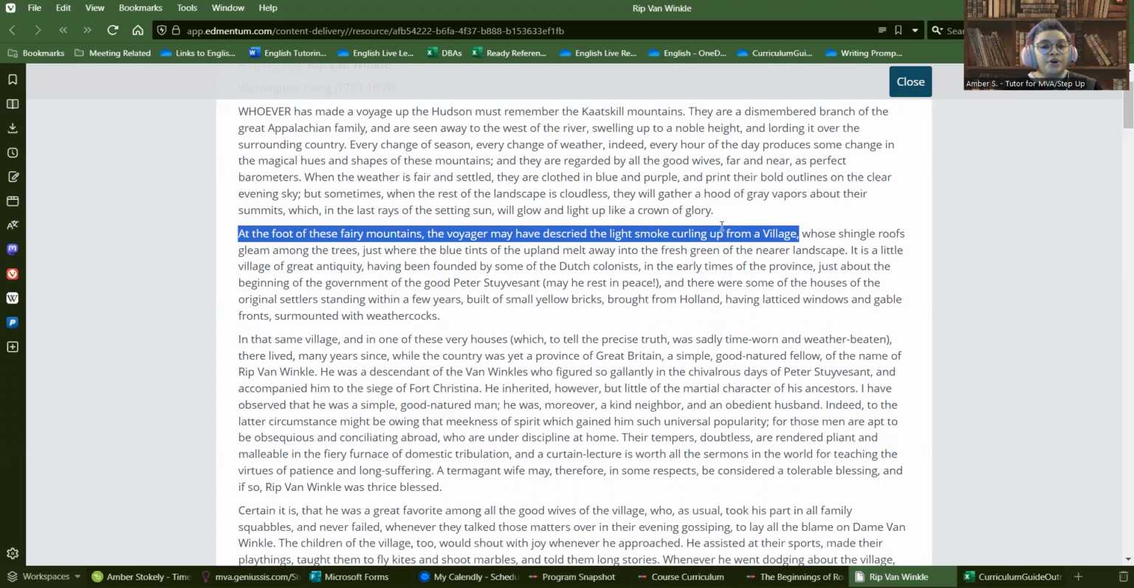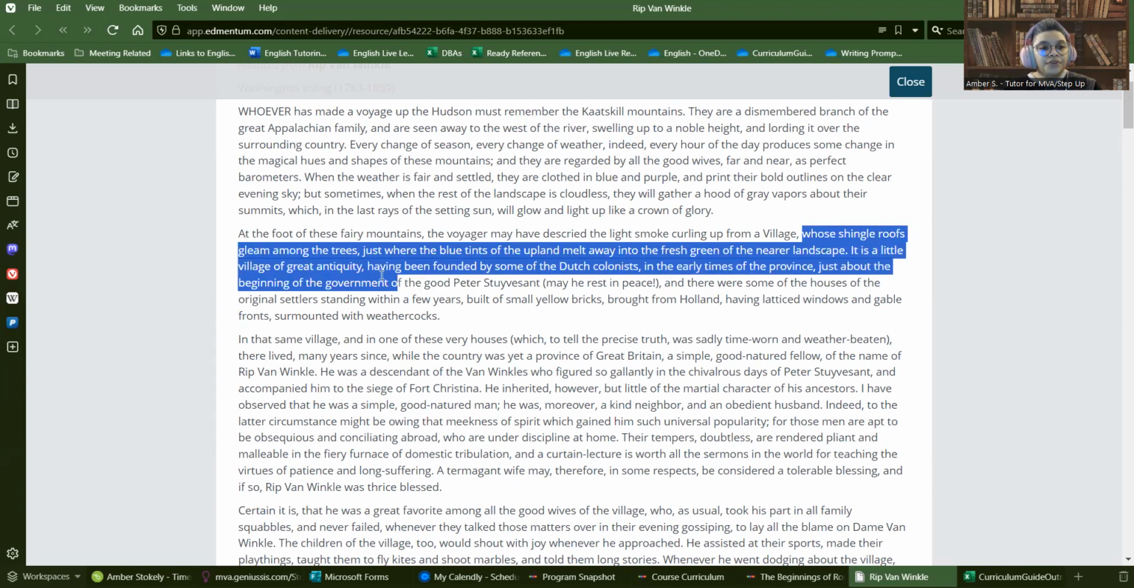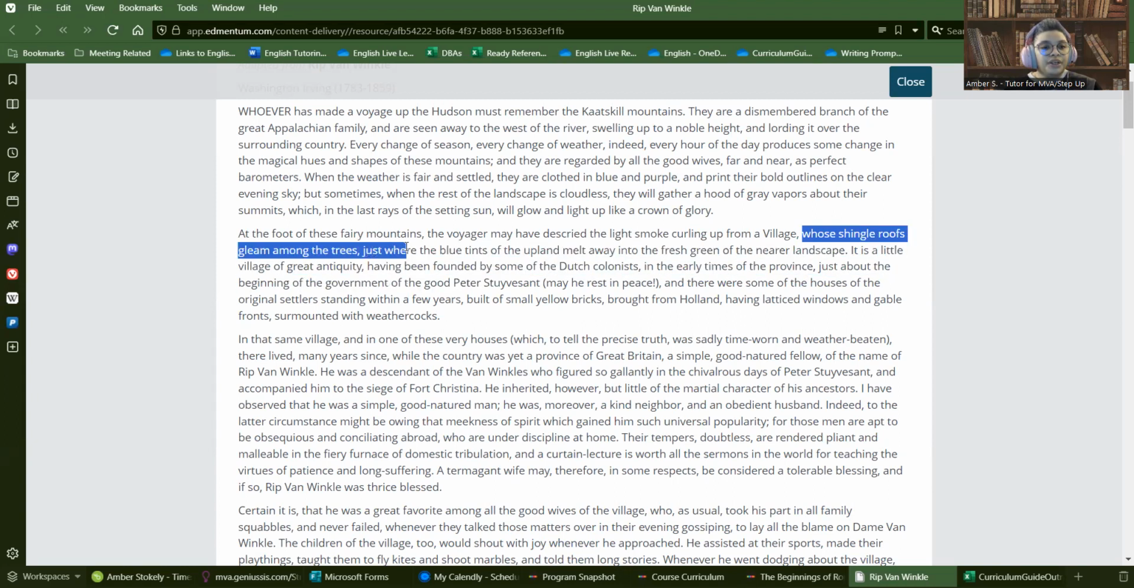So there's light smoke curling up from a village, and you can see this village, or at least see the smoke coming up from the village at the foot of the mountain. So that's like the bottom of the mountain, right? Your feet are at the bottom of your body. So the foot of a mountain, the bottom of the mountain. Whose shingle roofs gleam among the trees, where just the blue tints of the upland melt away into the fresh green of the nearer landscape.